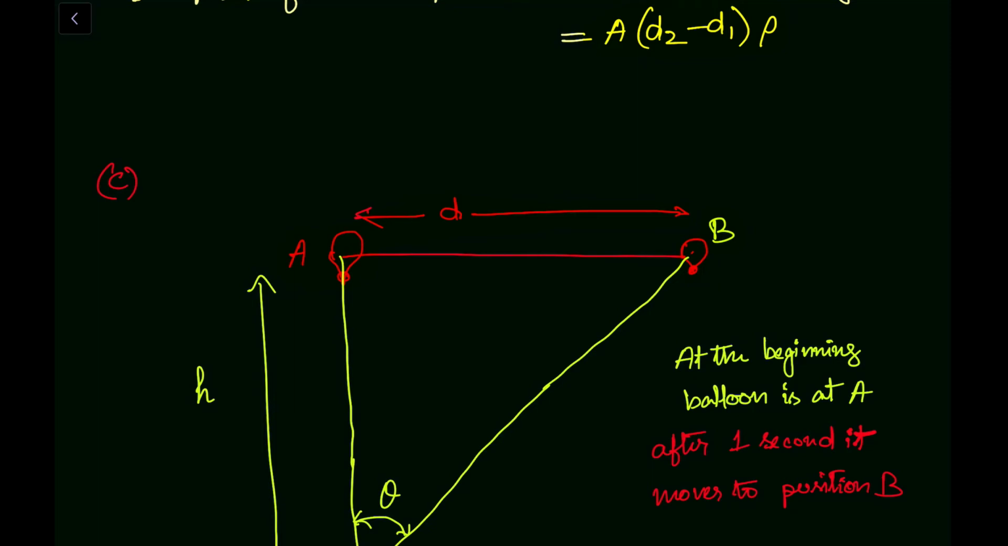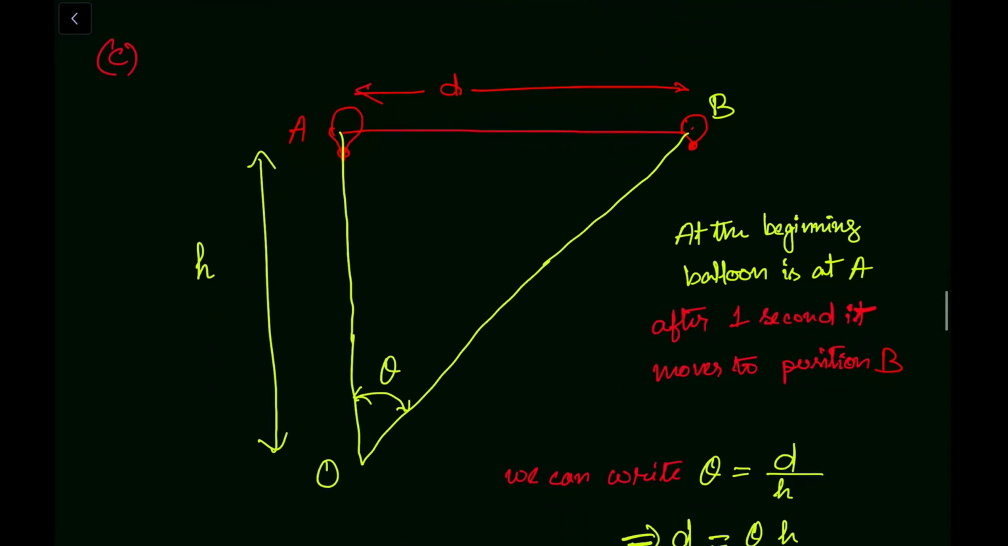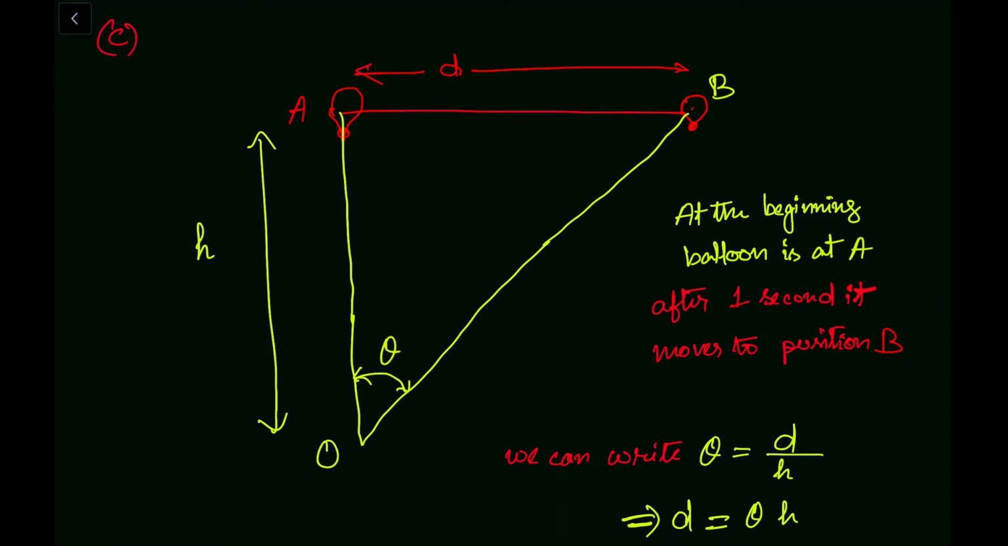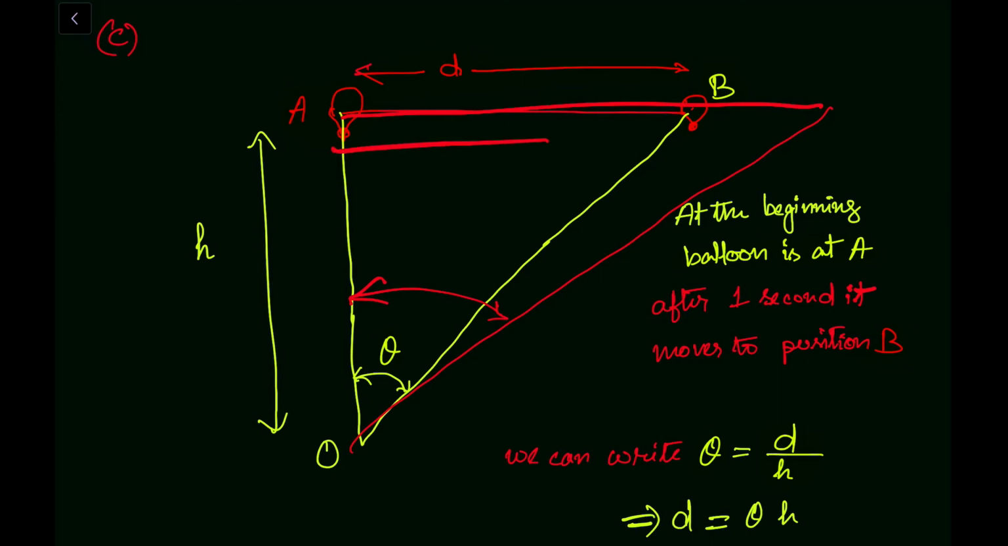At the beginning the balloon is at A, after 1 second it is at B. Here we can see this angle is theta. Therefore we can write theta is equal to d by h. This means theta is proportional to small d and inversely proportional to small h. Why? Because if we increase the value of d, the theta value will increase. If we decrease the d value, then theta will decrease. Theta is directly proportional to the displacement.